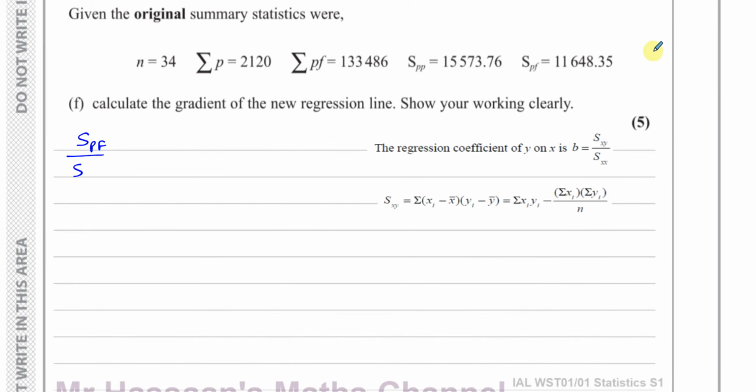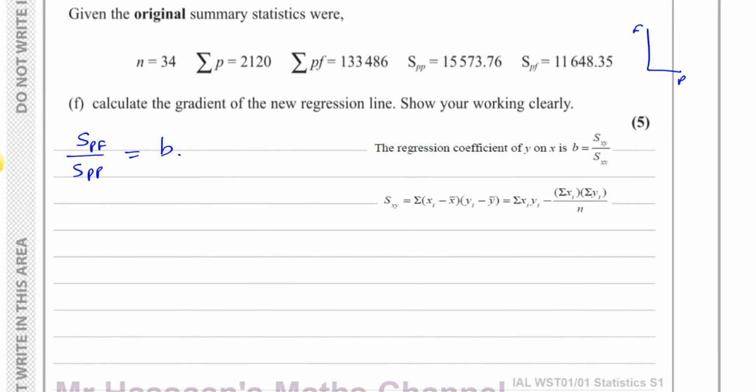Now remember, it was f and p. That's going to be Spp. So that's going to be what our b is equal to. So we have to find the new values of Spf and the new value of Spp.